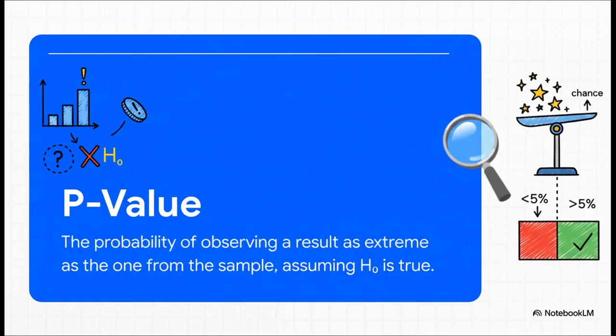Let me say that again. It's the probability of seeing the data you saw, if the null hypothesis were true, if nothing was actually going on. So a really tiny p-value just means your results are super surprising, very unlikely to have happened by random chance. And if it's surprising enough, usually less than 5%, we say we have enough evidence to reject the innocent null hypothesis, and we declare our results statistically significant.